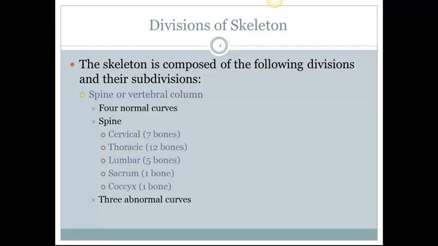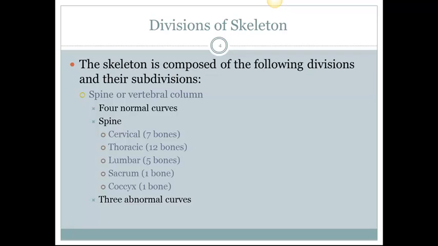Divisions of the skeleton. The skeleton is composed of the following subdivisions. There are two main subdivisions of the axial portion. There's the spine or the vertebral column. The skull also is in this division. The skull contains 8 bones with immovable joints called sutures, and the face has 14 bones. The vertebral column consists of separate bones connected in a way that forms a curvature of the spine. The spine has 4 normal curves.